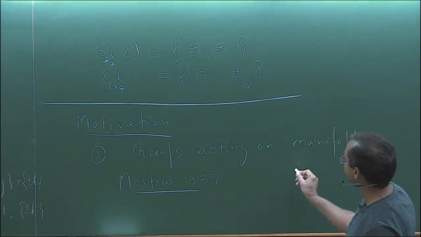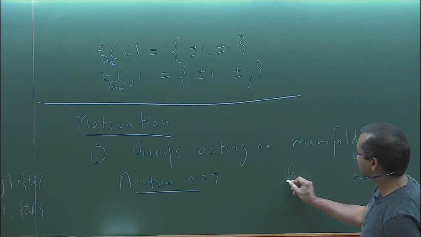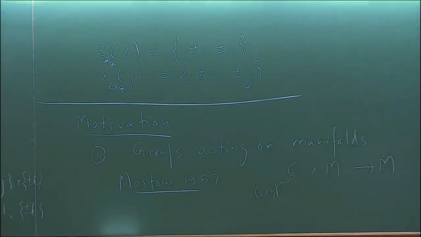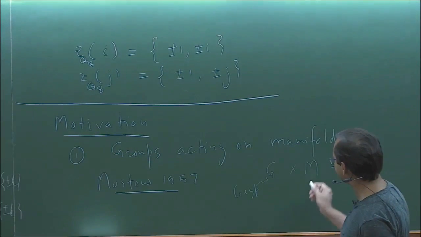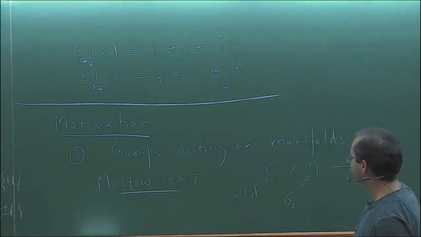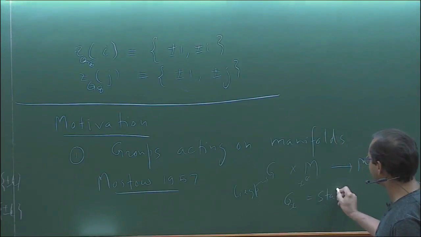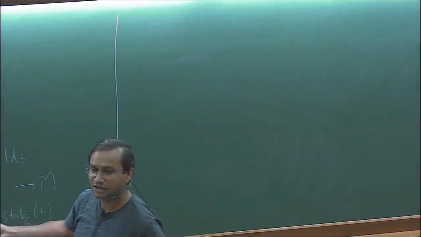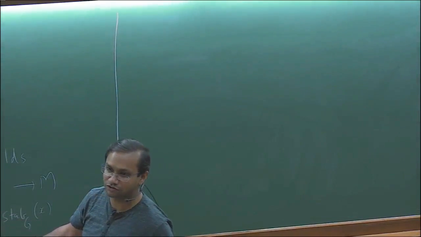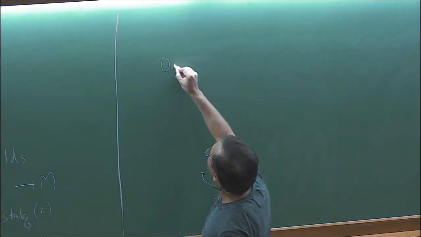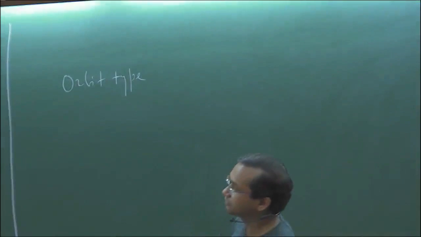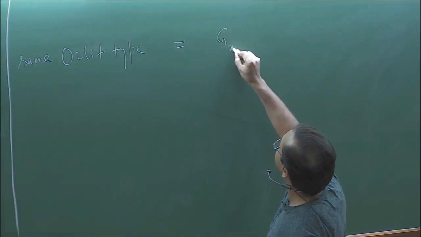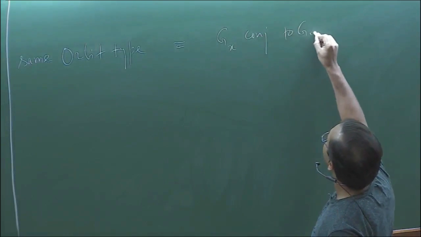Here we are interested in studying a Lie group G acting on a manifold M. Then you define a stabilizer of an element, say x belongs to M. Its stabilizer is denoted G_x, the stabilizer of x in G. Then two elements x and y in M are of the same orbit type if G_x and G_y are conjugate in G. This is the word used in geometry: same orbit type means G_x is conjugate to G_y in G.